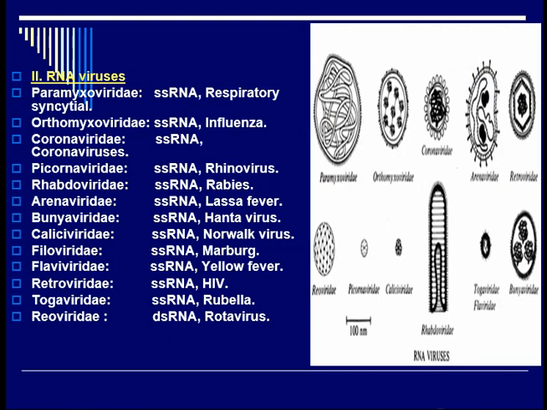Under RNA viruses, we have a long list of viruses, including the Paramyxoviridae family. An example of these viruses is the respiratory syncytial virus. Orthomyxoviridae family, an example is influenza viruses. Coronaviridae family, an example of these viruses is the coronavirus.